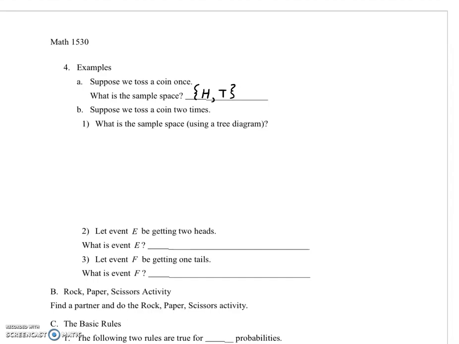Okay, what about if we toss a coin 2 times? What is the sample space for that? And to figure this out, we are going to do something called a tree diagram. So we have our first toss. What can happen on the first toss? One of 2 things, right? Either we get a head or we get a tail. So if we get a head, we do our second toss. And what are the outcomes for the second toss? We could have either a head or we could have a tail.